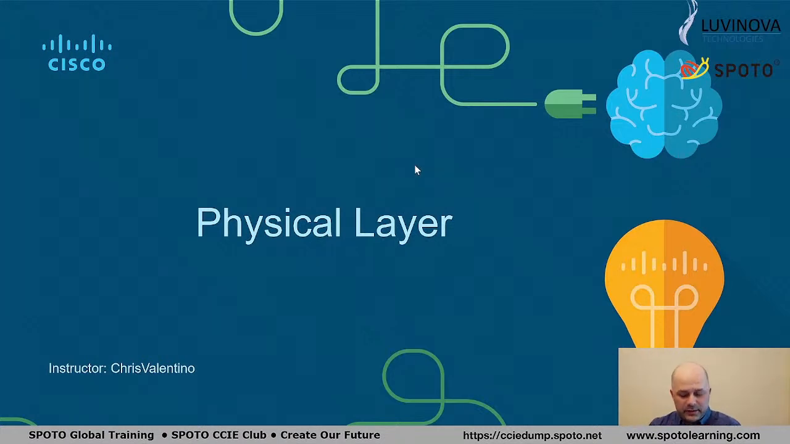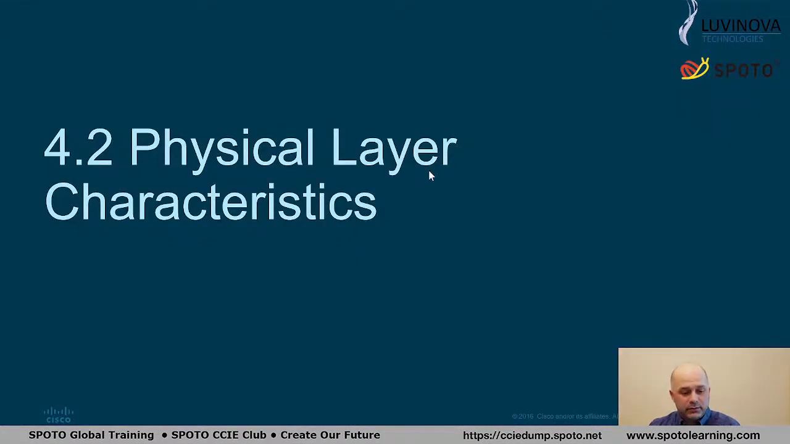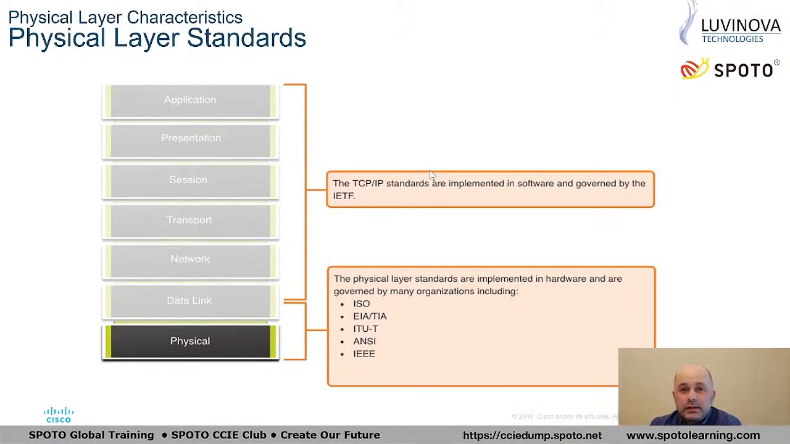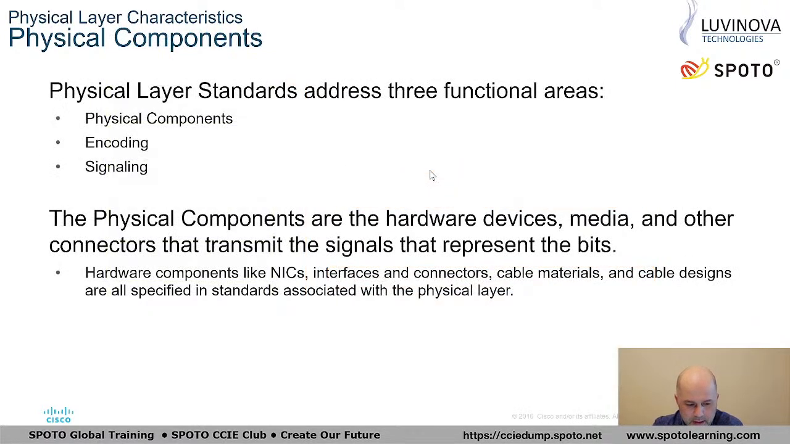Physical layer, what stands at the physical level of our devices? The physical layer in the OSI model is the first layer of the seven-layer OSI model. Basically there is your cabling and your network cards, which prepare the data to be transmitted through the medium, and the medium is our cables. Physical layer standards address three functional areas: physical components, encoding, and signaling. The physical components are the hardware devices, media, and other connectors that transmit the signal that represents the bits. Bits are the form of the information: zeros and ones, a binary language, which computers use to communicate.